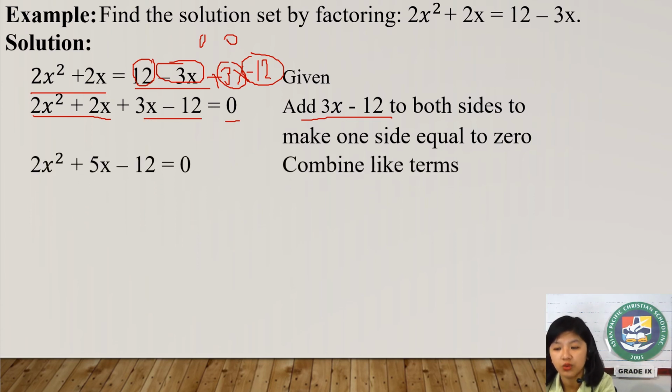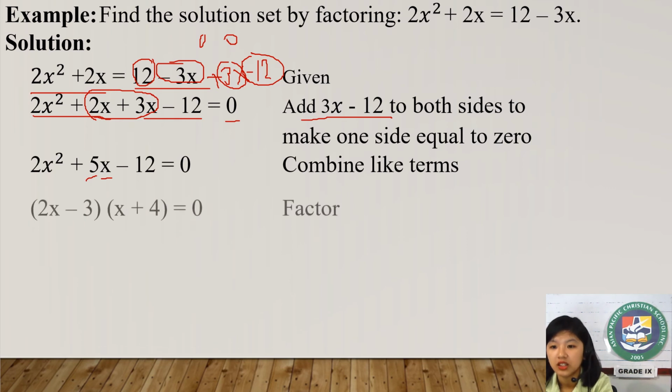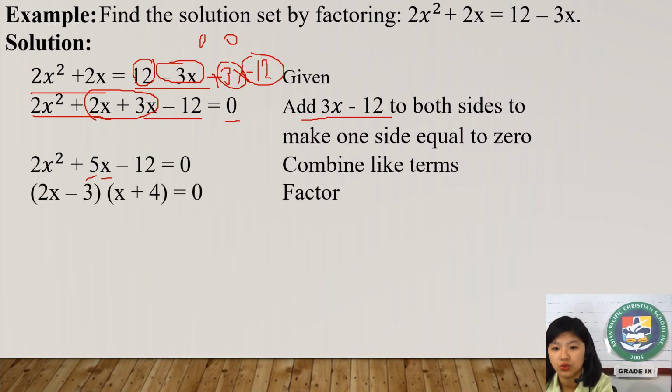Next one, we have to combine like terms. Dito, mapapansin nyo, meron tayong 2x and 3x. So, 2 plus 3 will give you 5, then copy x. Next one is the factor. So, 2x squared plus 5x minus 12.